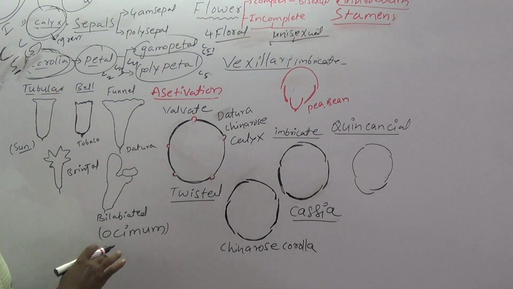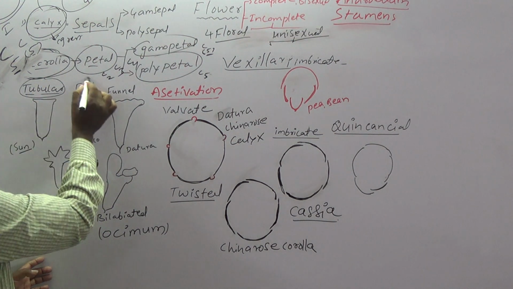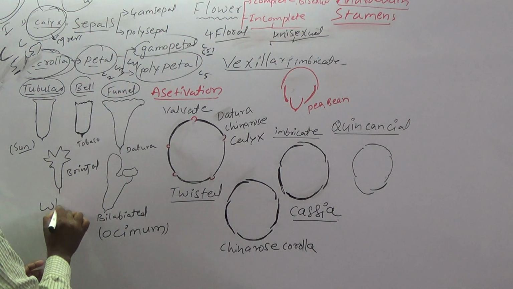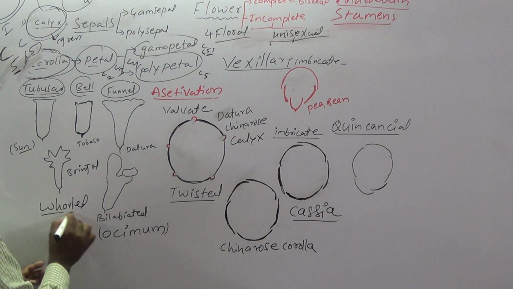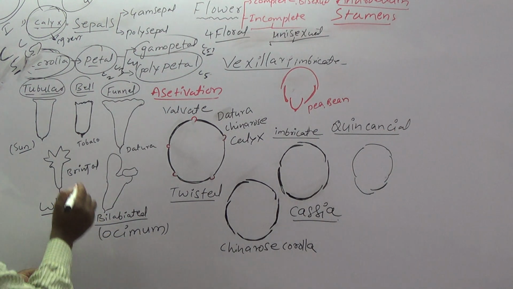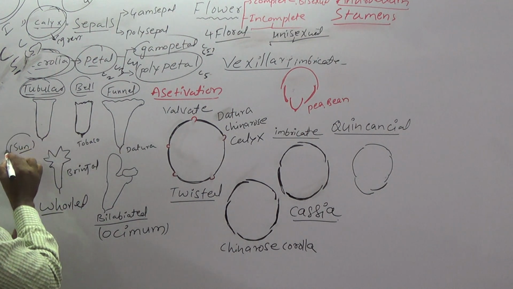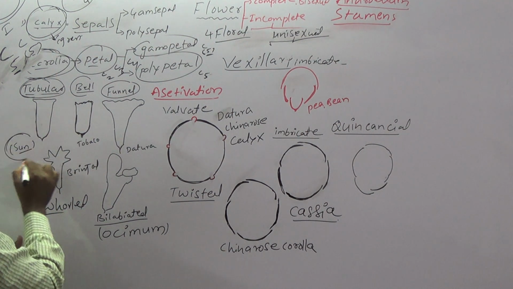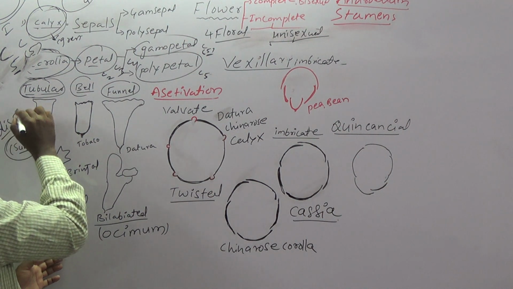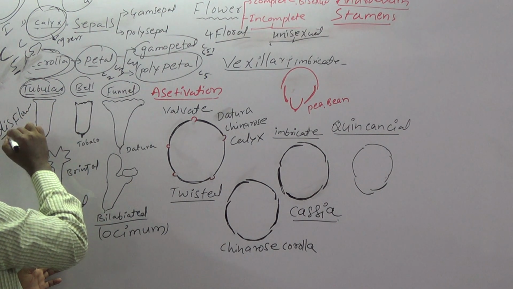And the corolla expresses different morphology. For example, the corolla can be tubular, bell shaped, funnel shaped, wheel shaped, or bilabiate shaped. So it can express different morphology. For example, tubular shape. What is the shape of the corolla? Tubular. Commonly reported in sunflower, in the disc flowers. Are you clear? It is in the disc flowers of sunflower.